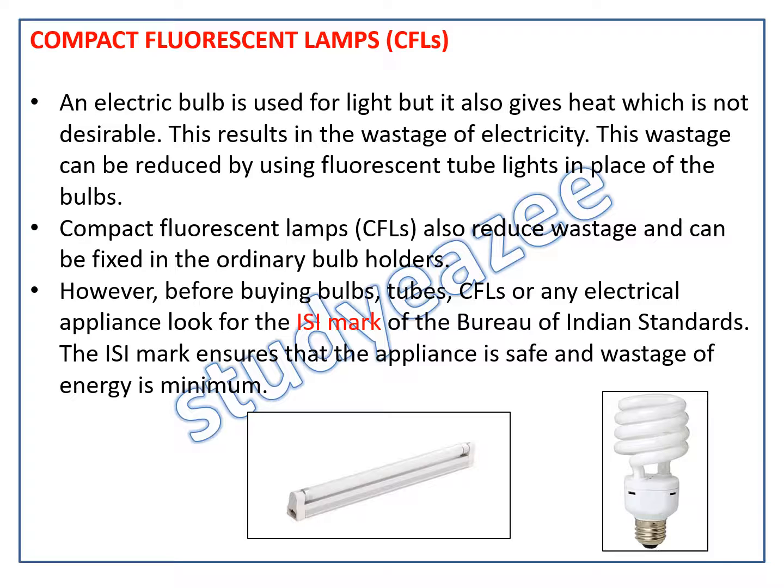Compact fluorescent lamps or CFLs. An electric bulb is used for light, but it also gives heat which is not desirable. This results in the wastage of electricity. This wastage can be reduced by using fluorescent tube lights in place of the bulbs. Compact fluorescent lamps or CFLs also reduce wastage and can be fixed in the ordinary bulb holders. However, before buying bulbs, tubes, CFLs or any electrical appliance, look for the ISI mark of the Bureau of Indian Standards. The ISI mark ensures that the appliance is safe and wastage of energy is minimum.